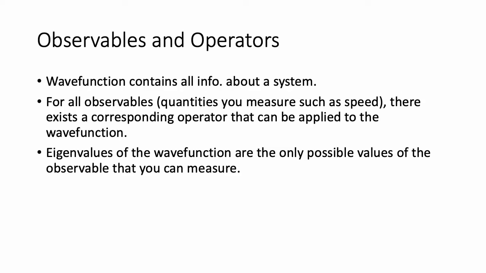So wave functions contain all information that can be known about a system. And for all observables, and these are quantities that you measure such as speed or linear momentum, there exists a corresponding operator that can be applied to the wave function. And eigenvalues of the wave function are the only possible values of the observable that you can measure.